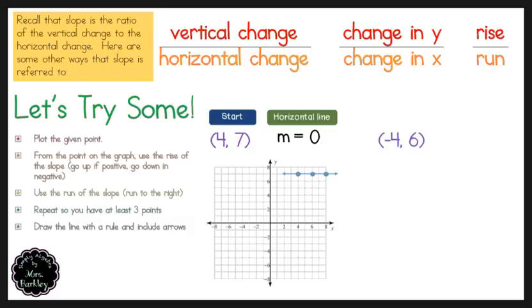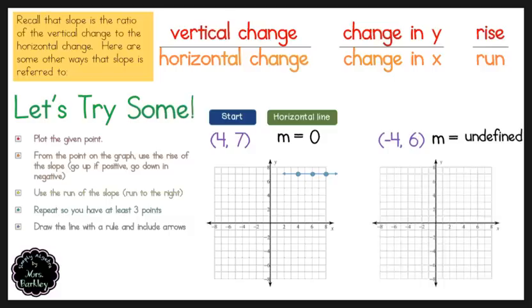Okay, let's look at another one. If we have the point -4, 6 with a slope that is undefined, we plot the point at -4, 6. If we have an undefined slope, that means that it's a vertical line. It doesn't matter how many we rise up or down. We know that we're going to run over 0. So we'll make a few points and draw that line. So now we have worked with graphing using slope.